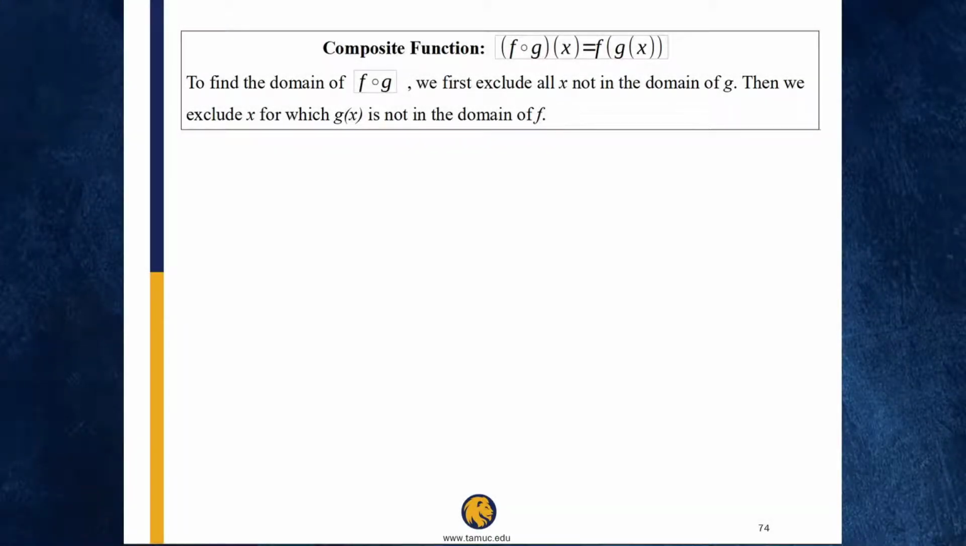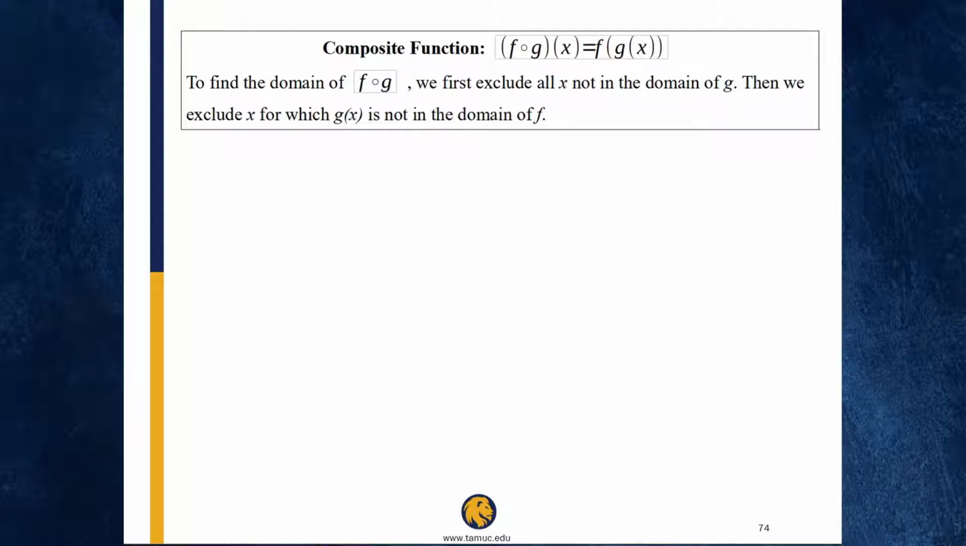The last type of combination we can do with functions is called function composition. It's denoted by this f circle g of x, which is read f composed with g of x. And f circle g of x is equal to f of g of x. When we talk about the domain of composite functions, the domain of f circle g, we first exclude all x not in the domain of g. Then we exclude x for which g of x is not in the domain of f.